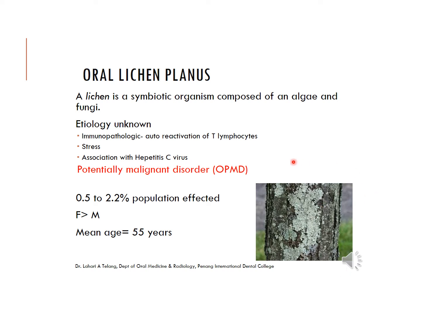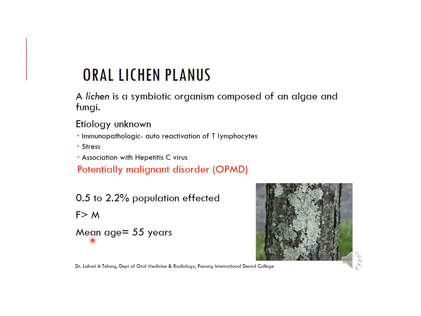The etiology of oral lichen planus is largely still unknown. So it is believed to be an immune pathologic lesion with auto-reactivation of T lymphocytes. Stress plays a very important component and it is also associated with hepatitis C virus. The most important thing about oral lichen planus is the fact that it's a potentially malignant disorder, and hence it needs to be dealt with carefully, and the patient needs to be on follow-up for a long duration.